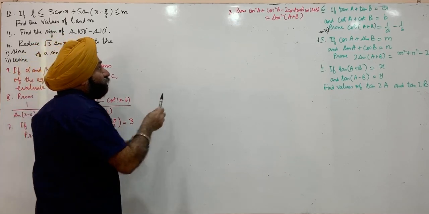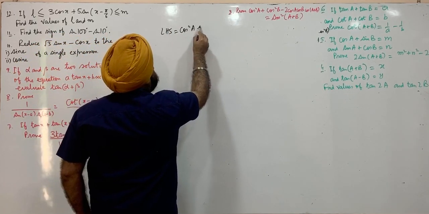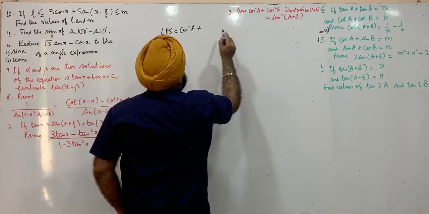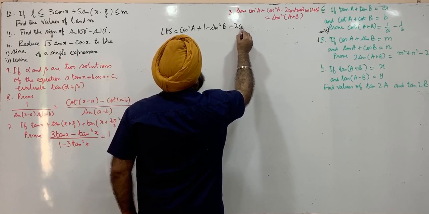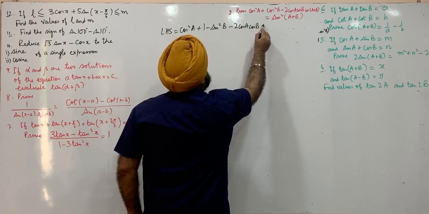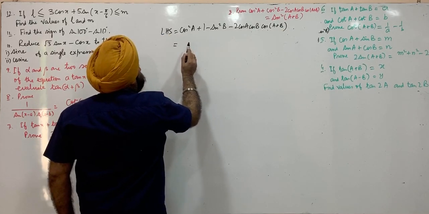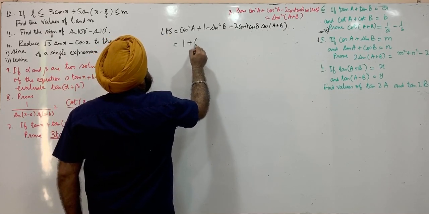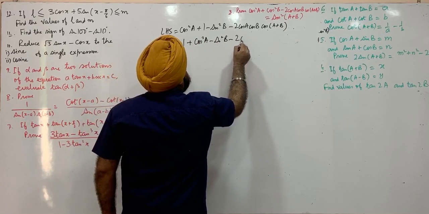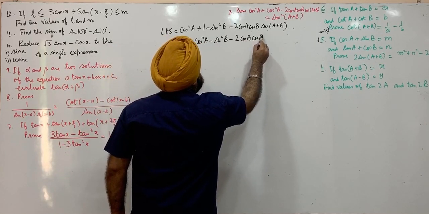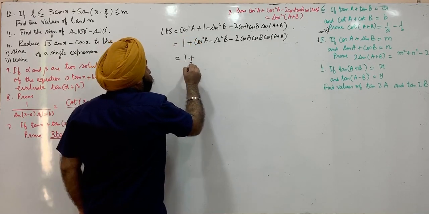Cos square a plus cos square b. This is cos square of a. Cos square of b I am writing 1 minus sine square of b minus 2 cos a cos b into cos of a plus b. This is 1 plus cos square a minus sine square b minus 2 cos a cos b into cos of a plus b. This is 1 plus.